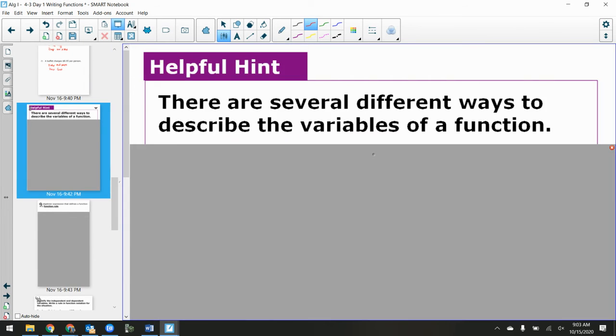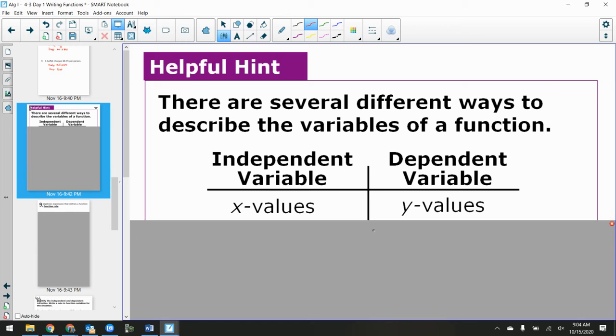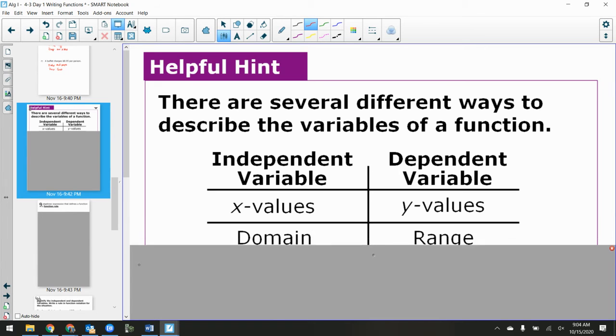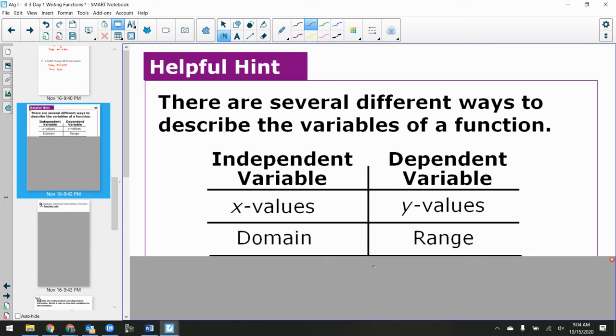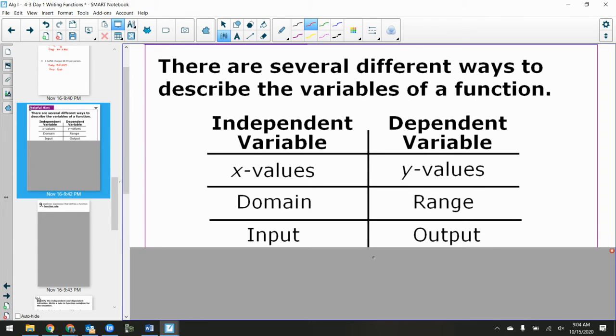Now, there are several different ways to describe variables of a function. In all of those situations, those were all functions, right? We've talked about what it means to be a function. Well, we can describe the independent variable and the dependent variable as x or y, right? Okay, but we can also say the x values are the domain and the y values are the range. Another synonym there would be the input and output.